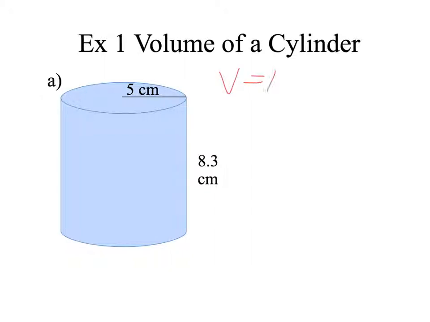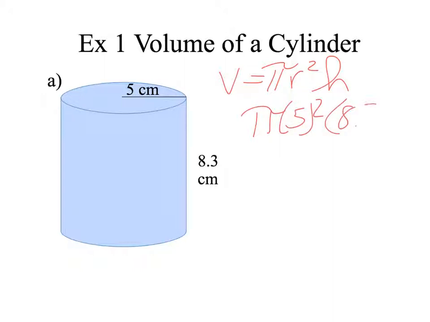So for right now, I want you to keep writing the formula down because that's going to help you remember exactly what we're looking at. So pi is going to stay pi. Our radius is 5. We're going to square it. And we have a height of 8.3.